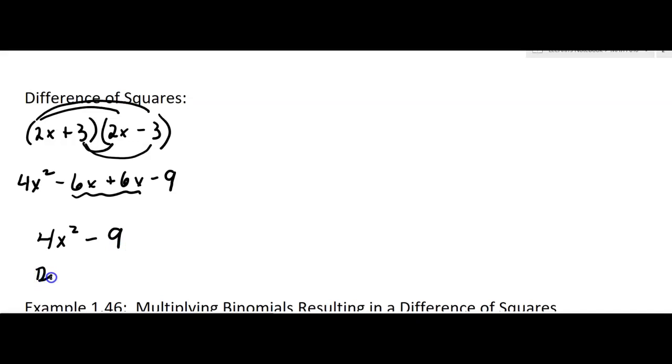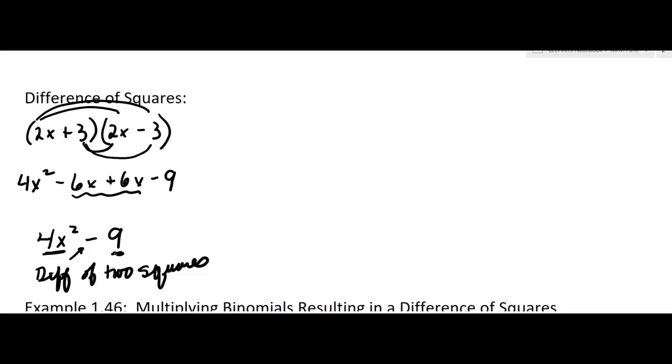This is called the difference, because it's subtraction, of 2 squares. Sometimes they say of 2 squares, sometimes they just say of squares. What we mean by that is this is a perfect square. 4x squared is a perfect square. 9 is a perfect square. And you're subtracting. So it's called the difference of squares.